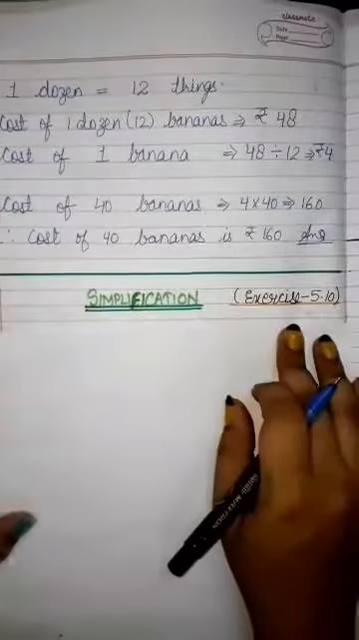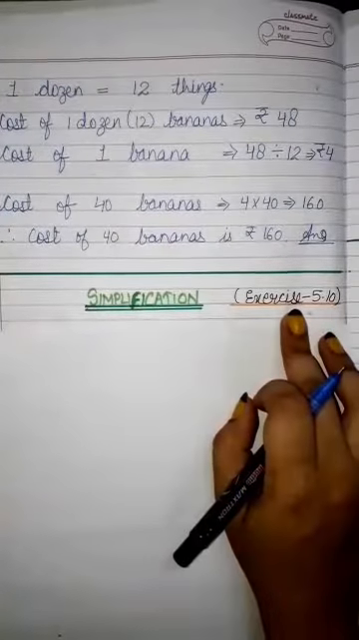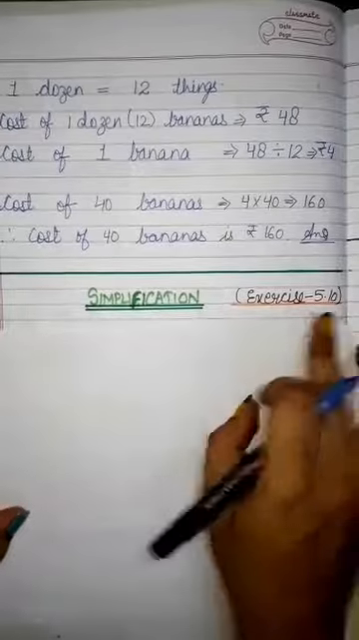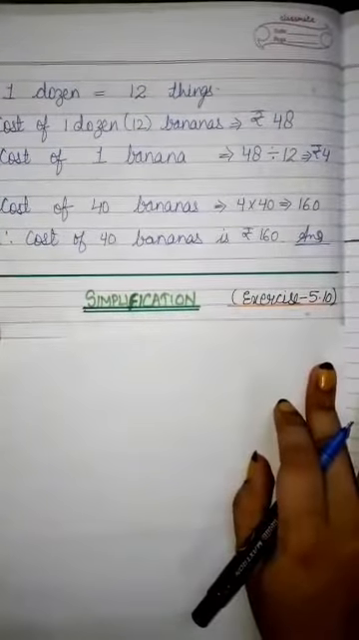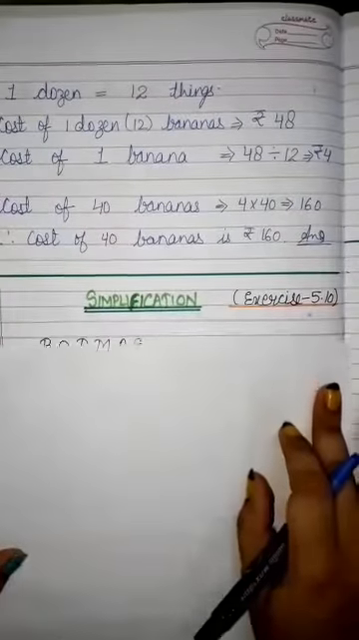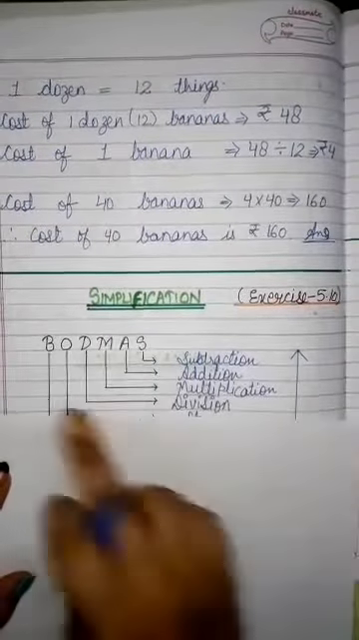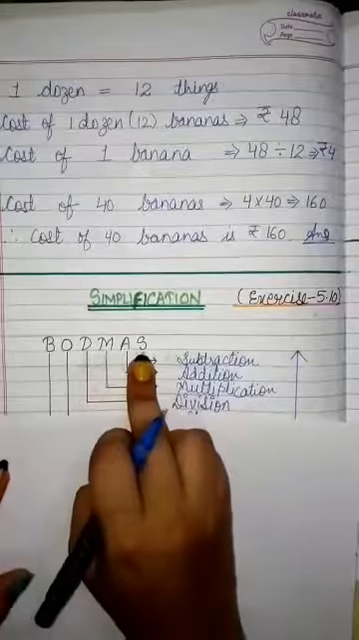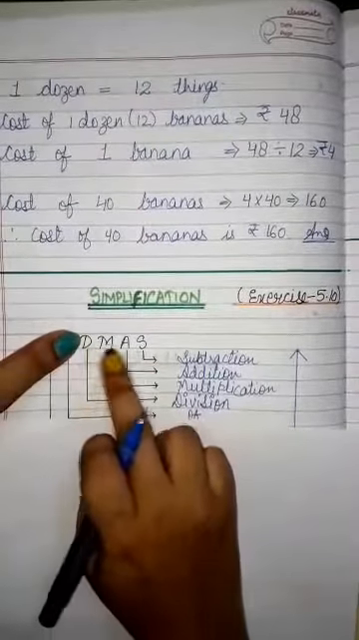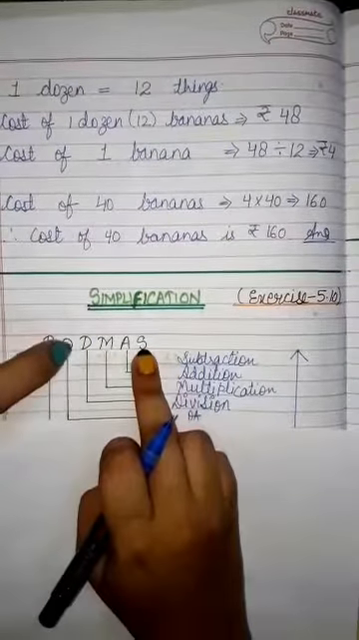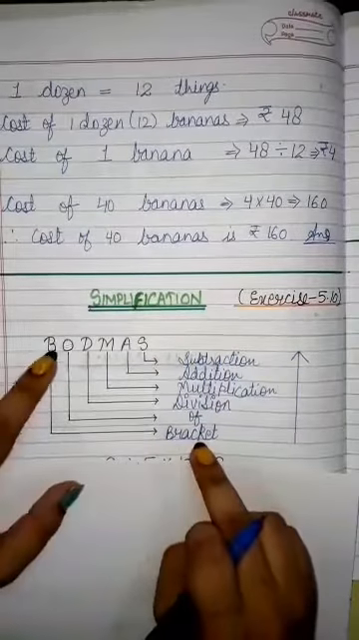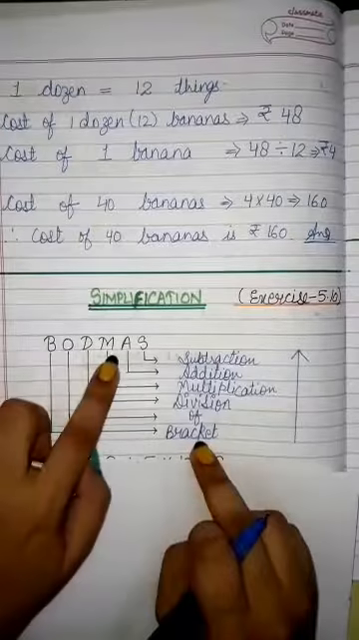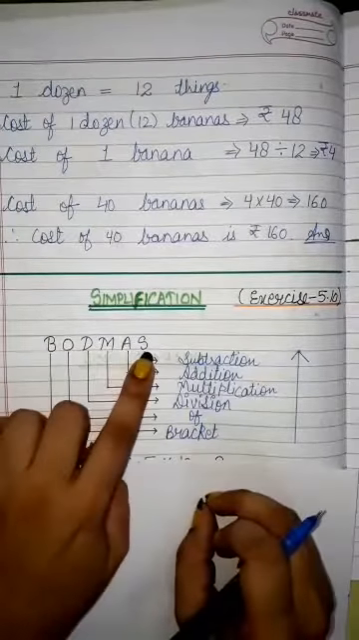Now children, see the last exercise of this chapter, division 5.10, that is simplification. Now children, see, before solving the various operation, you need to understand this. BODMAS, BODMAS. In your books, it is given DMAS. Actually, B and O. B means, see the full form first. B means bracket of division, multiplication, addition and subtraction.